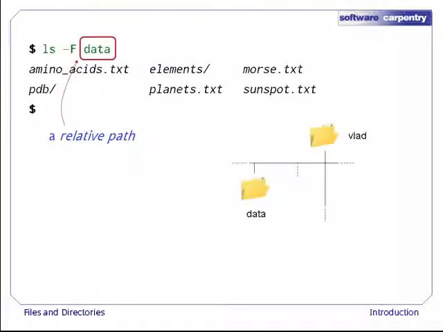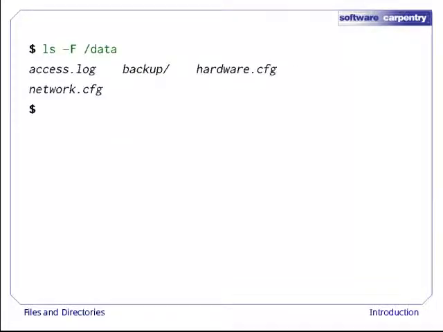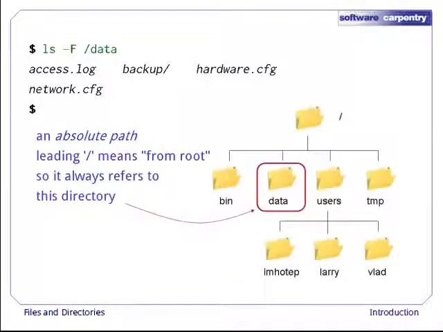Notice while we're here how we spelled the directory name data. Since it doesn't begin with a slash, it's a relative path, i.e. it's interpreted relative to the current working directory. If we run ls -F /data, we get a different answer because /data is an absolute path. The leading slash tells the computer to follow the path from the root of the file system, so it always refers to exactly one directory, no matter where we are when we run the command.